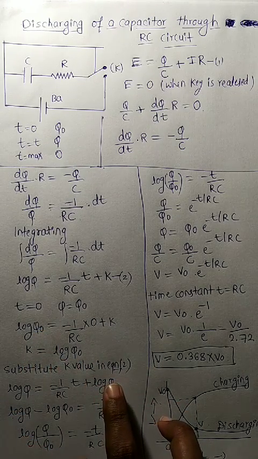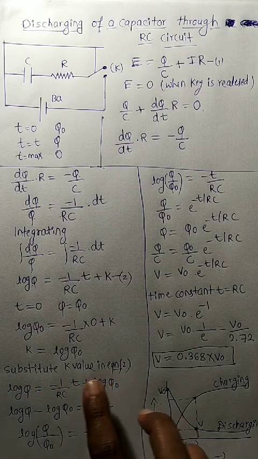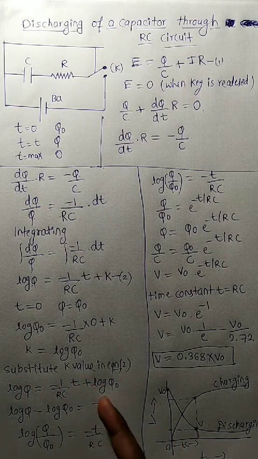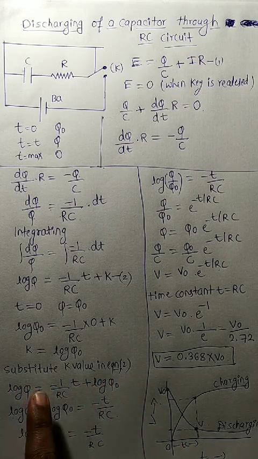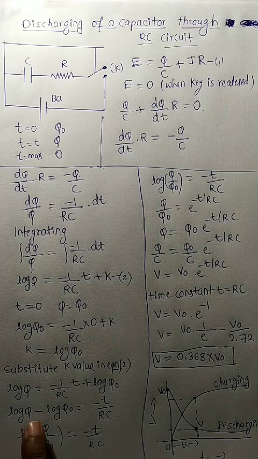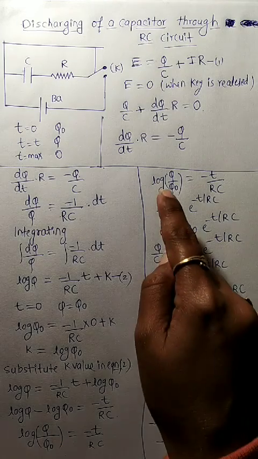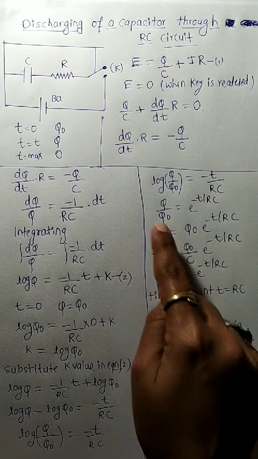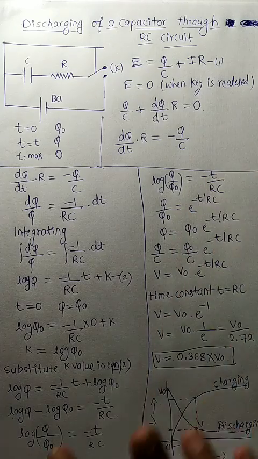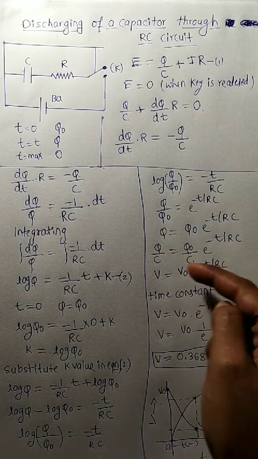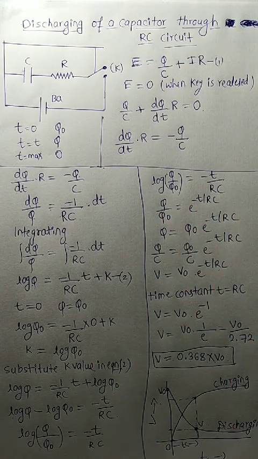Substituting in equation number 2, you are getting the final equation. When you transfer plus log Q naught to this side, what are you getting? Log Q minus log Q naught, which is in the form of log U minus log phi, so nothing but log Q divided by Q naught, which is equal to minus T divided by RC. Transferring log to this side, it becomes e raised to the power. Again transfer Q naught to this side, so you got a certain equation.